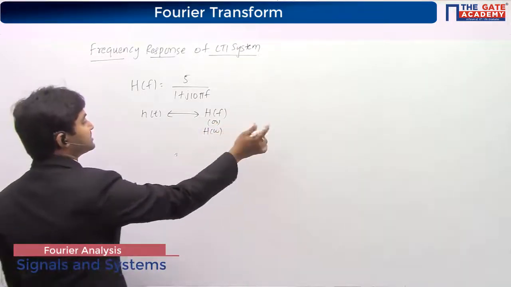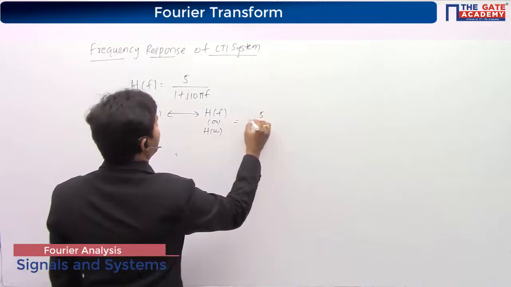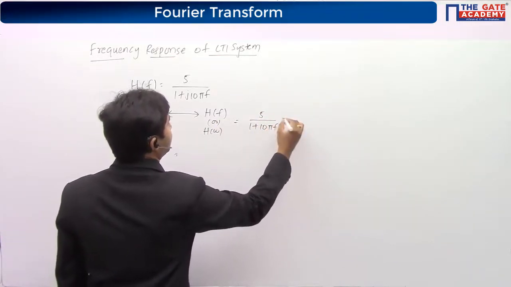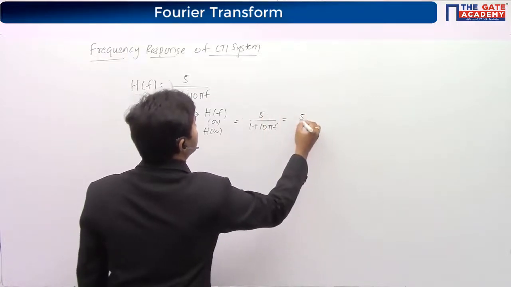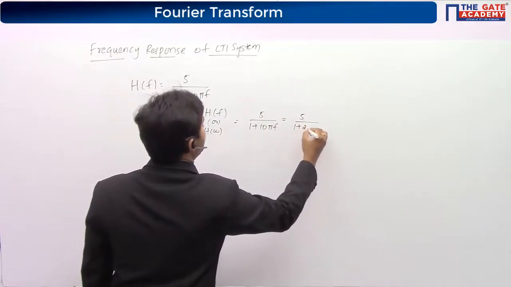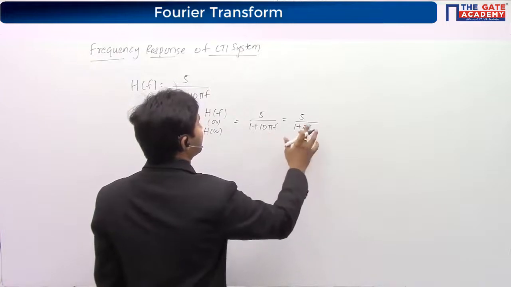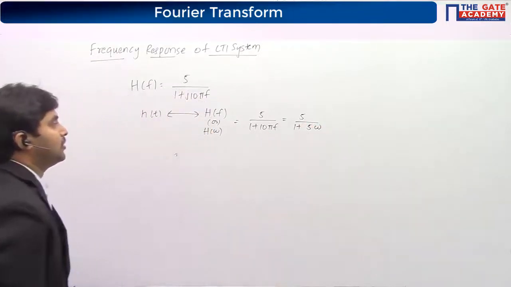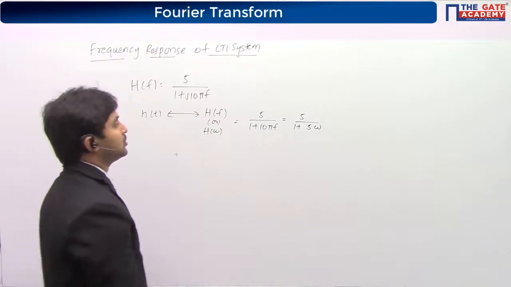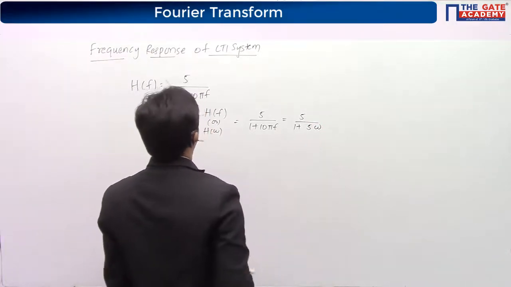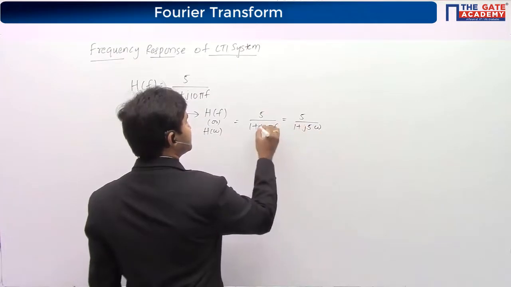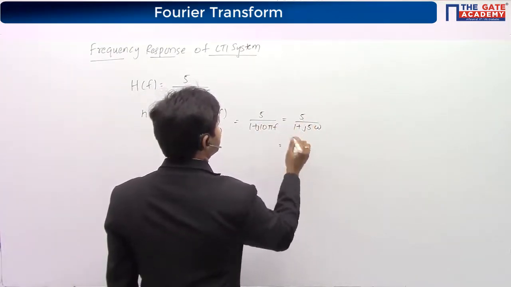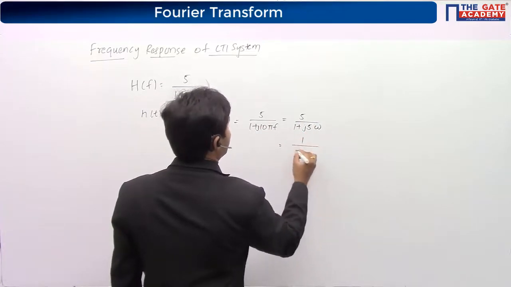Now this is given as pi by 1 plus j 10 pi f. Or if you want to write it in terms of omega, it is pi by 1 plus j 2 pi multiplied by f, and I can write that as omega. You will be having 5 here. I think there is a j which is missing, right? So there is a j over here. So I can take 5 as common, and it is going to become 1 by omega.